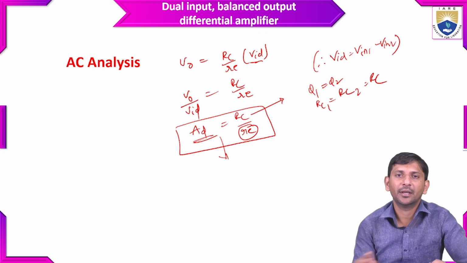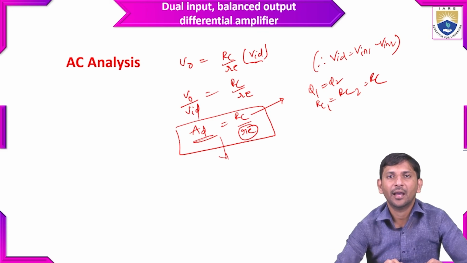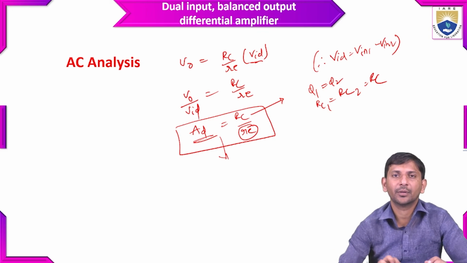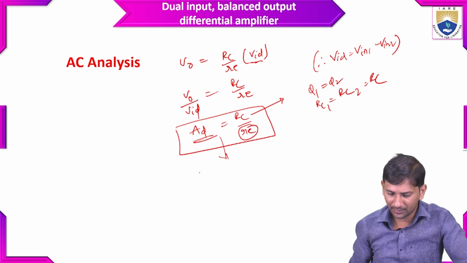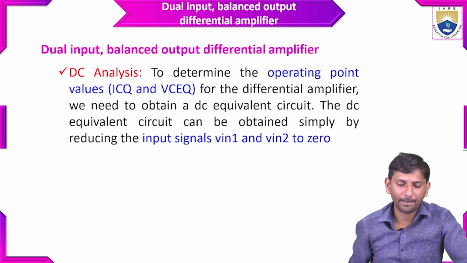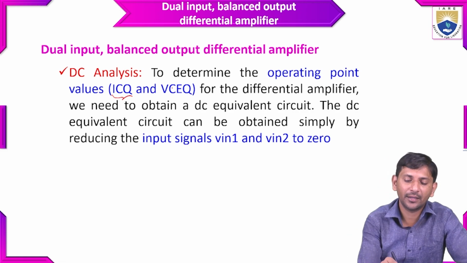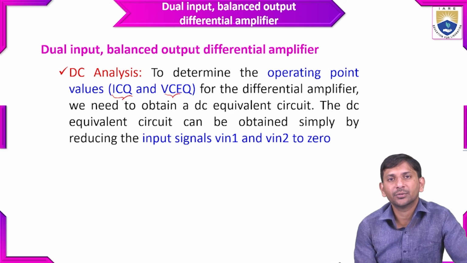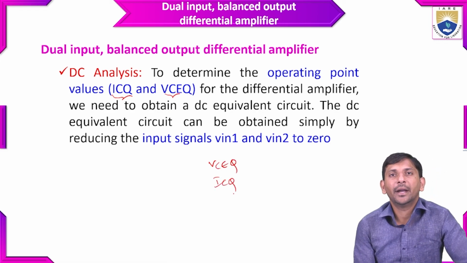So this is the AC analysis of the dual input balanced output differential amplifier. Next we will discuss the DC analysis of the dual input balanced output differential amplifier. In DC analysis we have to calculate the collector current and the voltage across the collector to emitter junction, which is VCEQ. Both operating points, VCEQ and ICQ, have to be calculated by doing the DC analysis.